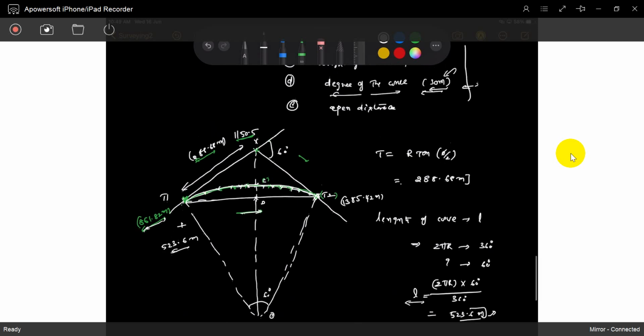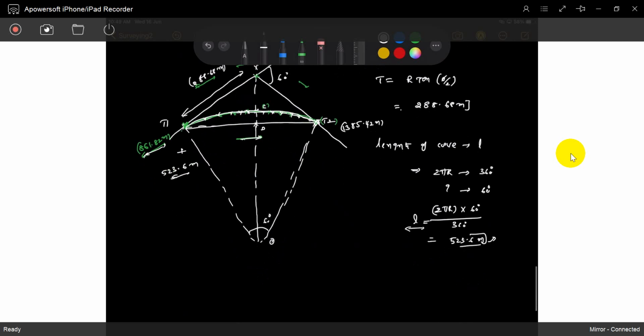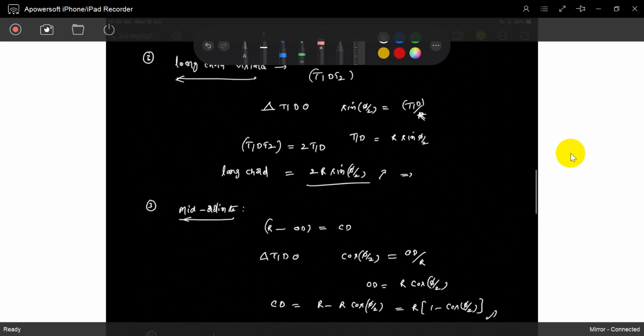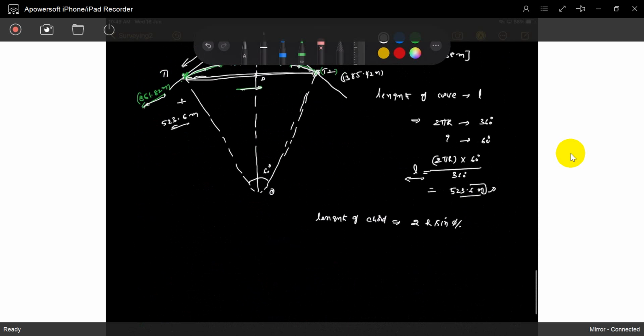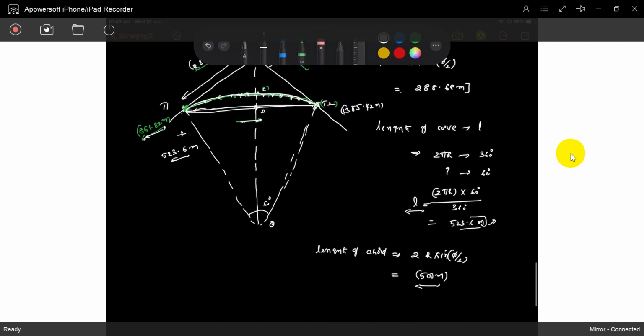So, the length of the chord. What is the length of the chord? 2r sin phi by 2. That's it. What is the value? 2r sin phi by 2 gives 500 meters. What is the use, sir? Later, by the chord also we can fix those points.